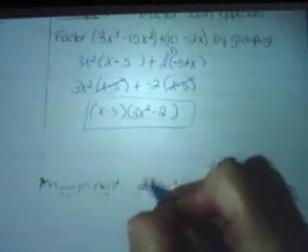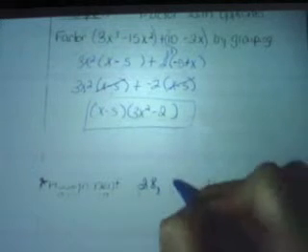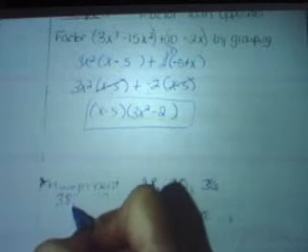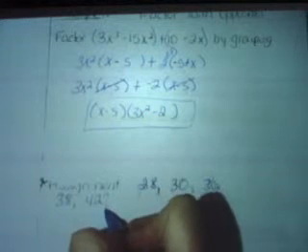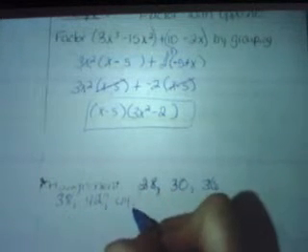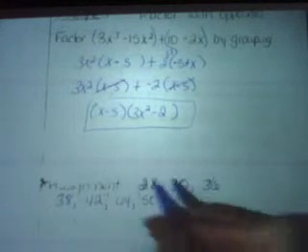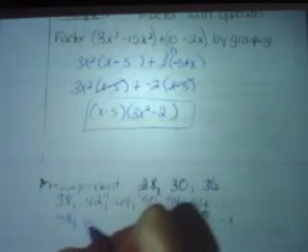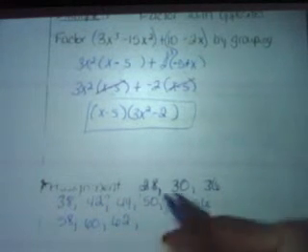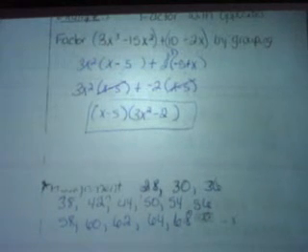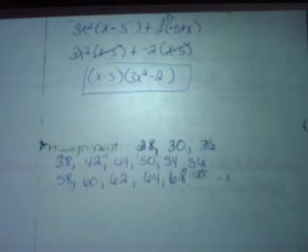And your assignment, these numbers didn't print off very clearly. Your assignment looks like number 28, 30, 36, 38, 42, 44, 50, 54, 56, 58, 60, 62, 64, and 68. And that's your assignment for this lesson.